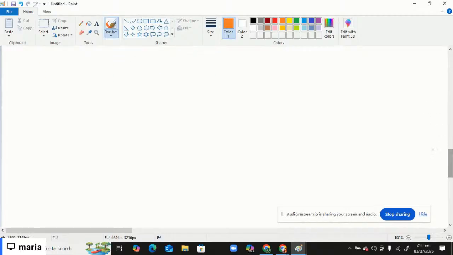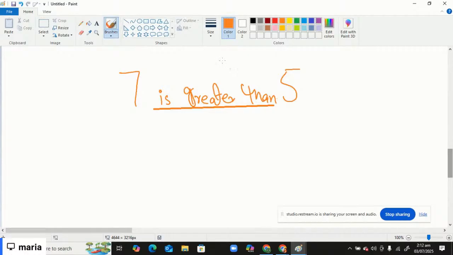Now if I'm going to write it here, the two digits, which are 7 and 5. Now you tell me, 7 is greater than 5, 7 is less than 5, or 7 is equals to 5? What is the answer of this one? Everyone, tell me in the chat, please. So 7 is greater than 5.